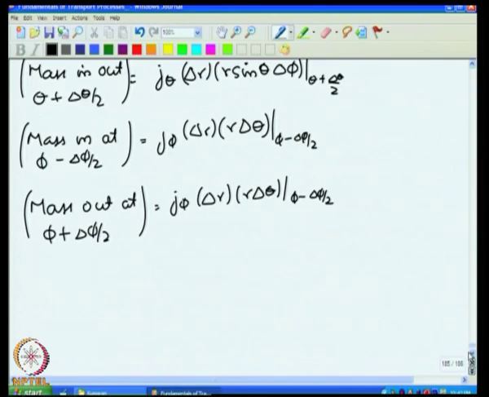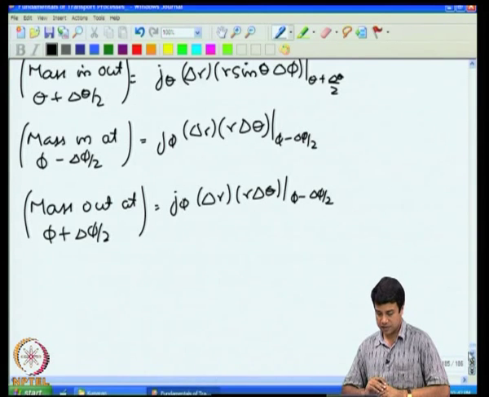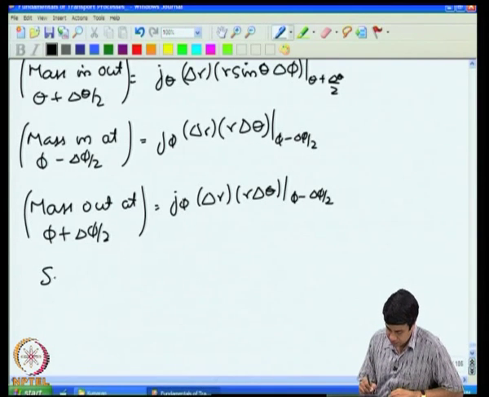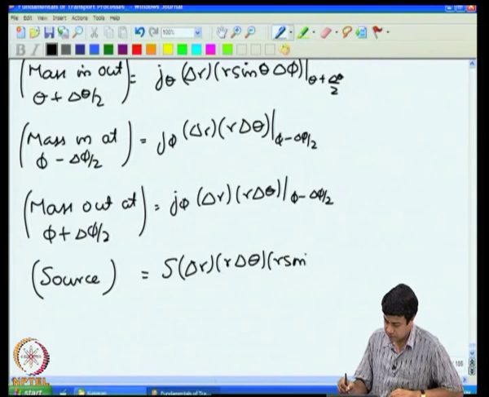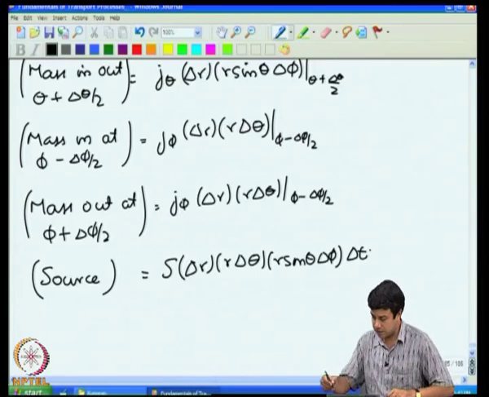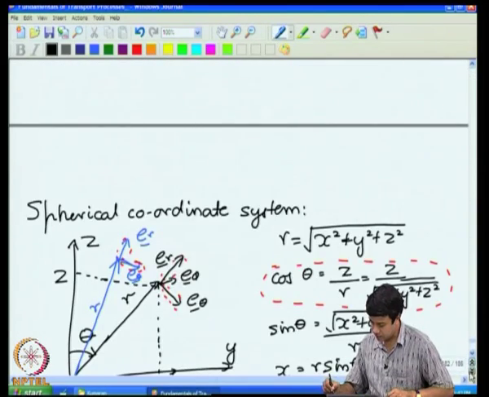As I said, the mass due to convection is obtained by just substituting C u_r, C u_theta and C u_phi in these expressions. Okay. Sources and sinks are of the form S times the volume, delta r delta theta into r sin theta delta phi, times delta t. Okay. All of these have to be multiplied by delta t because we are considering it over a differential time interval.